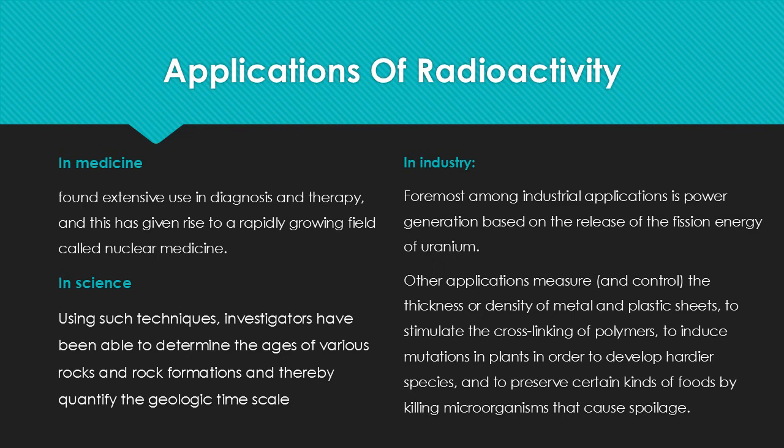radioactivity is used to measure the thickness or density of metal and plastic sheets, to stimulate the cross-linking of polymers, also used to induce mutations in plants in order to develop hardier species, and to preserve certain kinds of foods by killing microorganisms that cause spoilage.